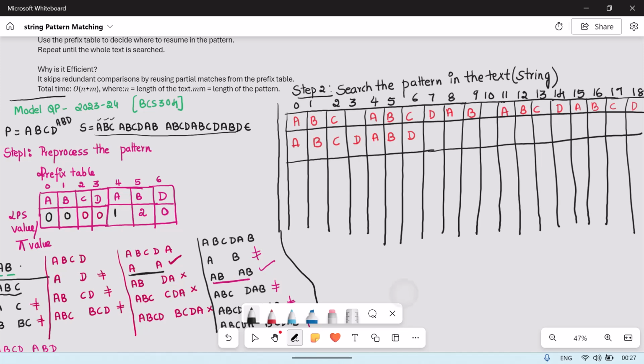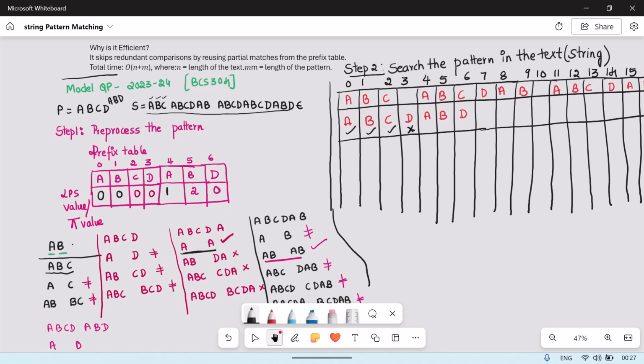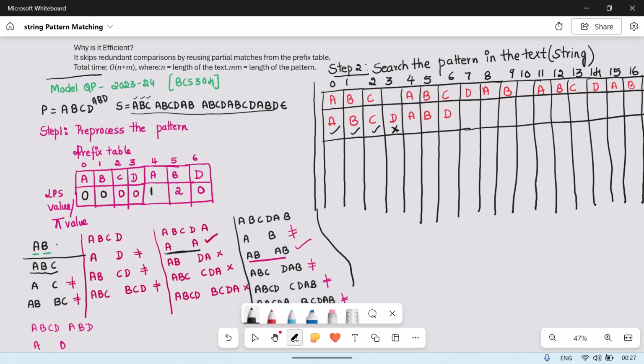So here, A and A both are match, B and B match, C and C match. But here there is no match. There is a space in your text, whereas in your pattern there is D. Okay. So you have understood, right? Here there is a mismatch. So now you will have to look at this LPS value table. See, D is the one that is having the mismatch, right? And this D is the fourth character. See, so you will come to this table. So the fourth character is over here. So D, right? D is here.